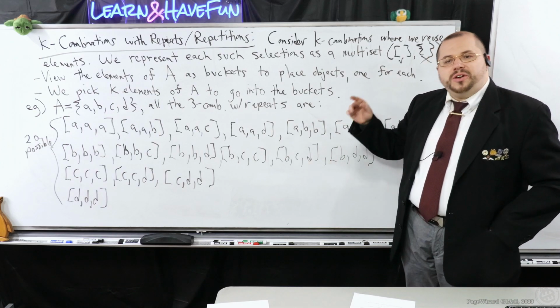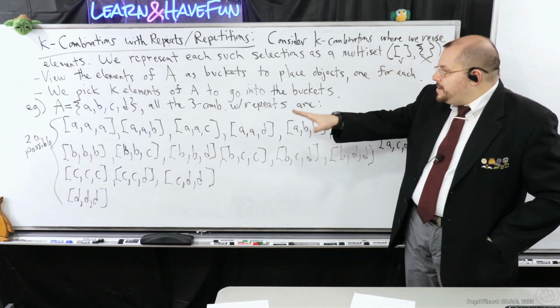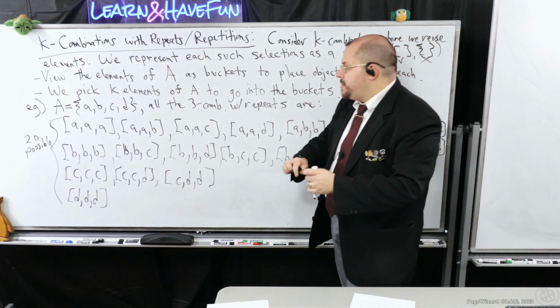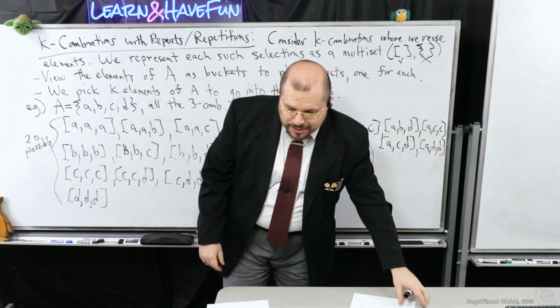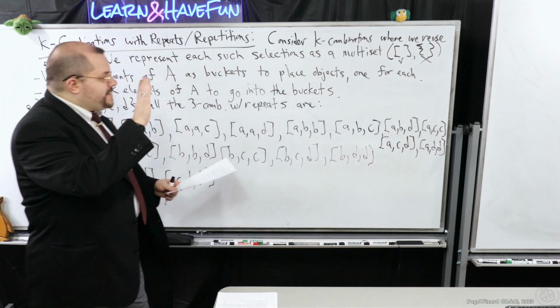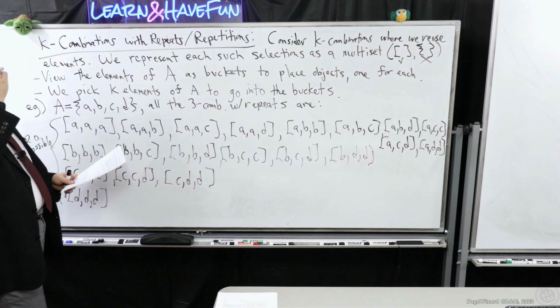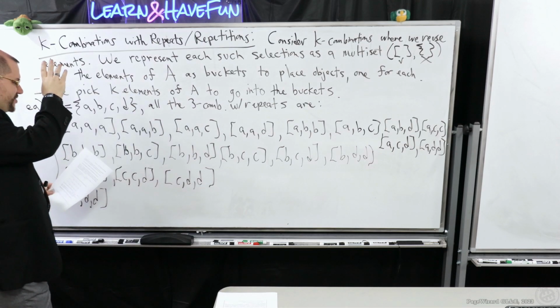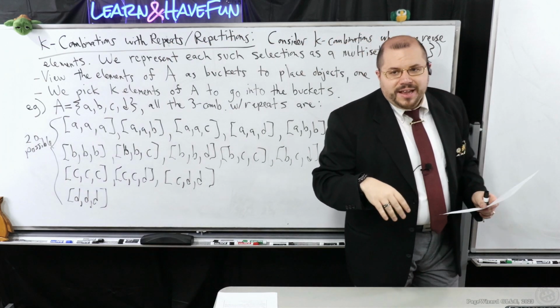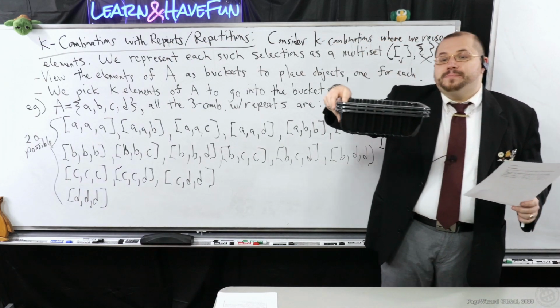So remember, the order does not matter. It is what's in there. But now we're allowed to have repetition. Now, to make this easier for us to think about, remember, I talked about it like you have a certain number of A's, a certain number of B's, a certain number of C's, and a certain number of D's. And I can think of them like placing the elements in buckets.